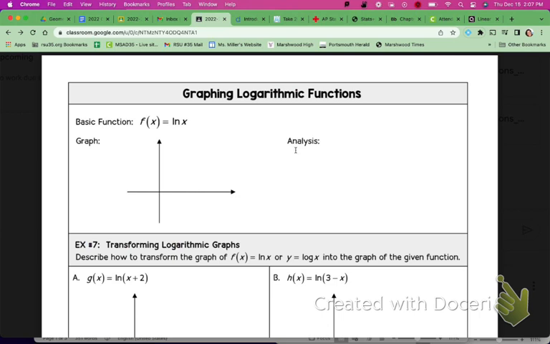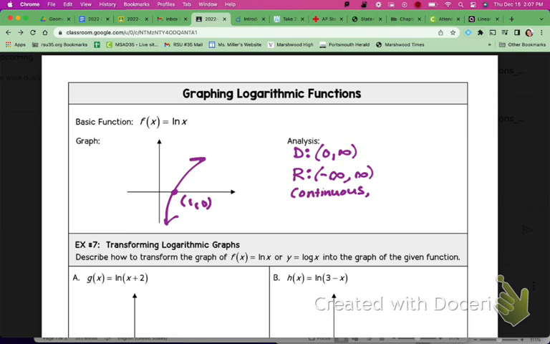Any questions? Yeah, so it's just going to have the same intercept at 1, 0. It'll just look the same. It's just that you would have other points over here that are going to be a little bit different. So if we had to analyze it, what would be the domain? 0 to infinity. My range is all real numbers. Is it continuous? Yes. Is there symmetry? No symmetry. Is it bounded? No, unbounded.